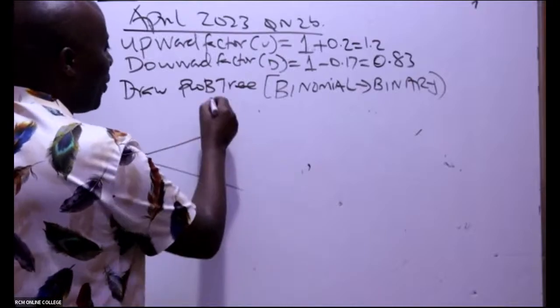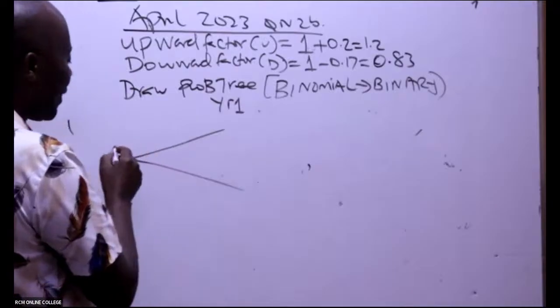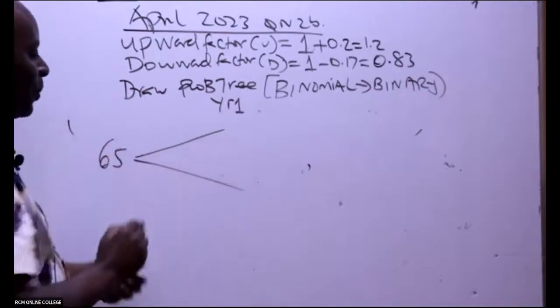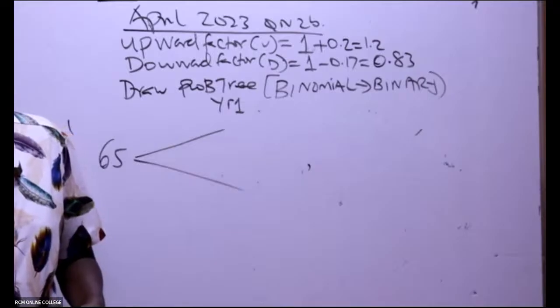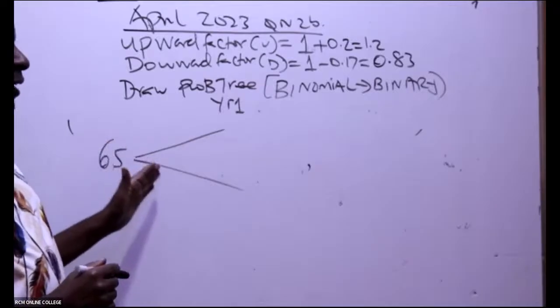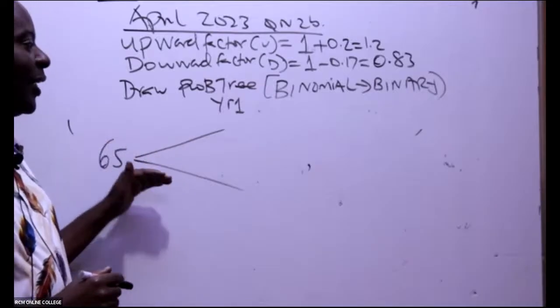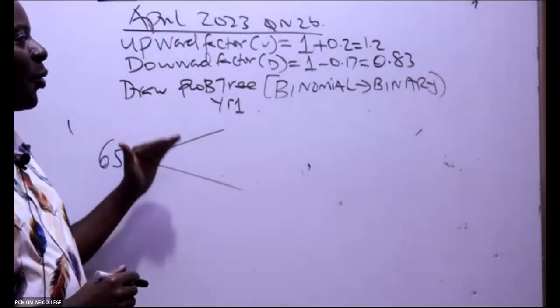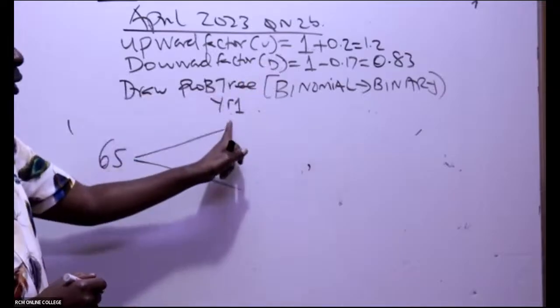So this is year 1. Remember we are starting this exercise from 65. Yes, we are starting this from 65. And then there are two possibilities. At the end of year 1, it will either go up or down. So if it goes up by 1.2, what will be the new price?